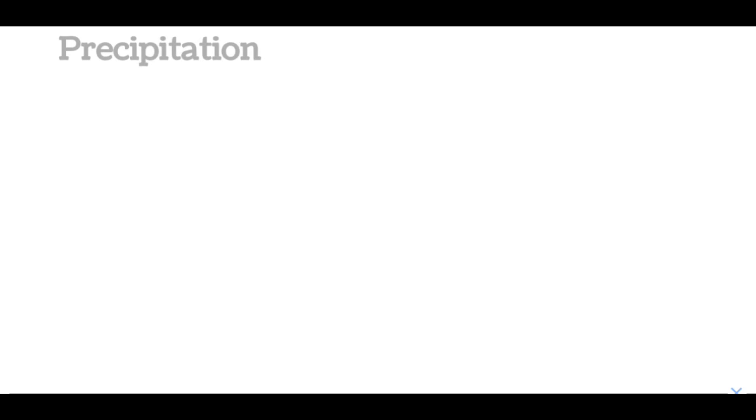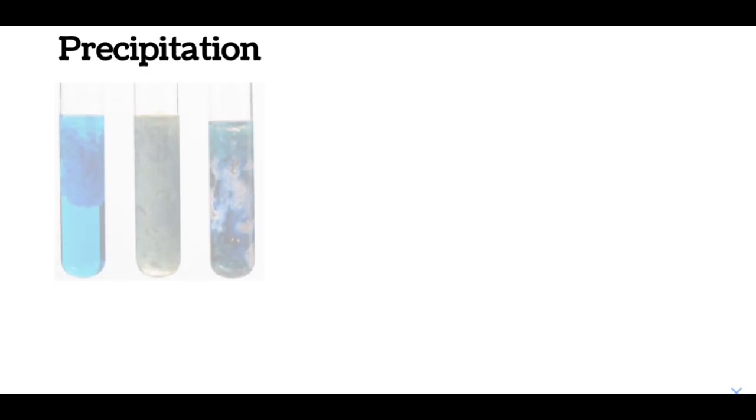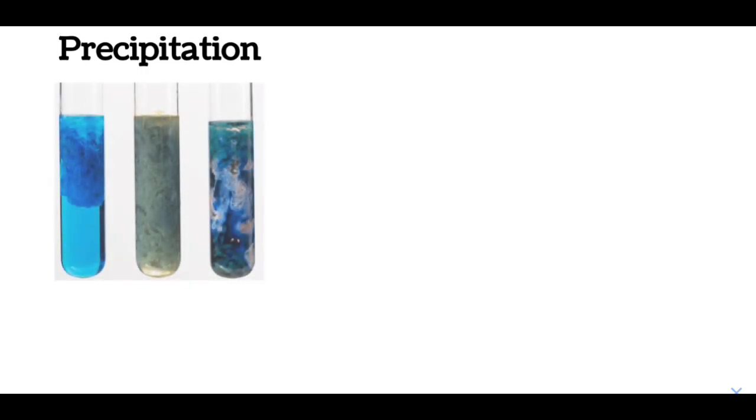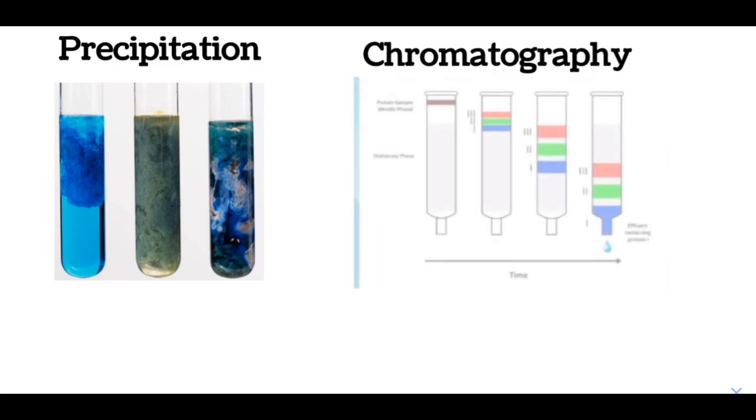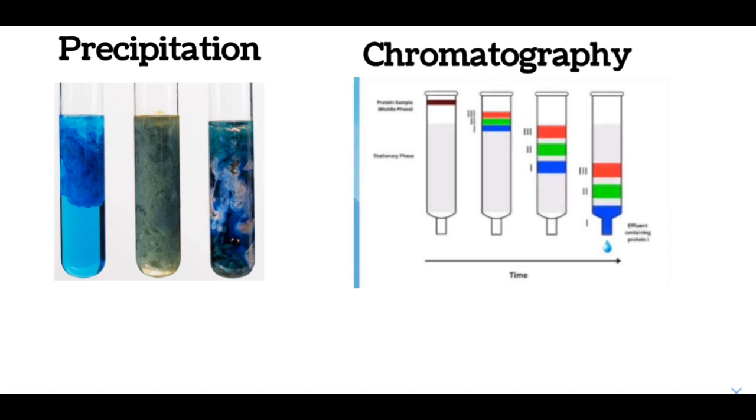Precipitation. This is a method in which a dissolved substance is converted into an insoluble solid, a precipitate, and then separated. Example, formation of silver chloride when silver nitrate reacts with sodium chloride. Chromatography. This is a technique used to separate substances based on their different rates of movement through a stationary medium. Example, separating the colors in black ink.